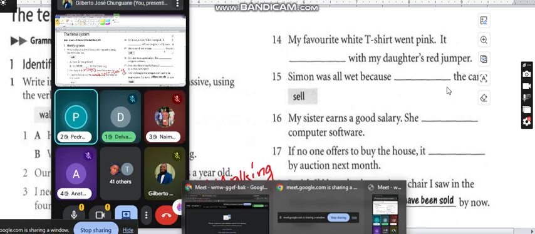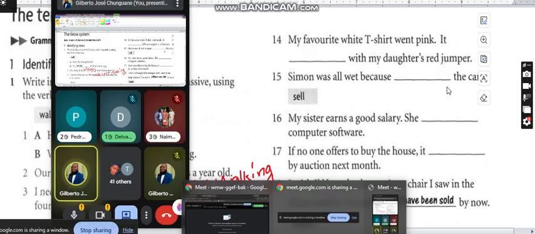My favorite white t-shirt went pink. So the answer is it was washed with my daughter's red jumper. So that is the right answer. My favorite white t-shirt went pink because it was washed with my daughter's red jumper. And that's in past simple passive. So that should be past simple passive, or passive voice in the past simple tense.